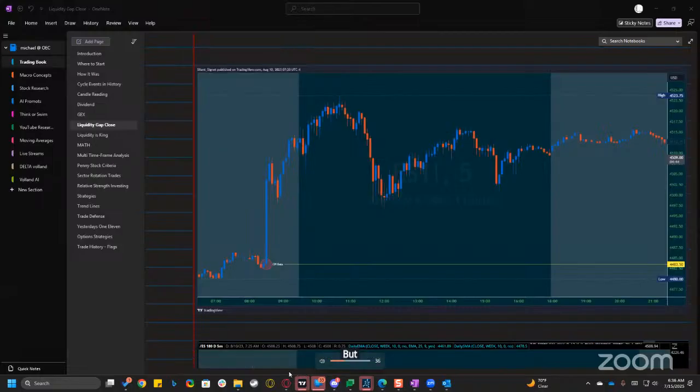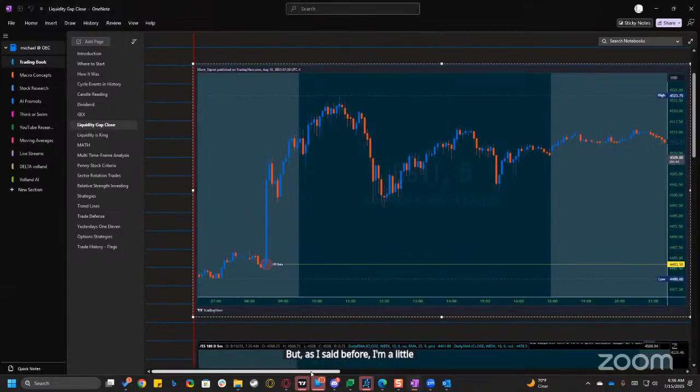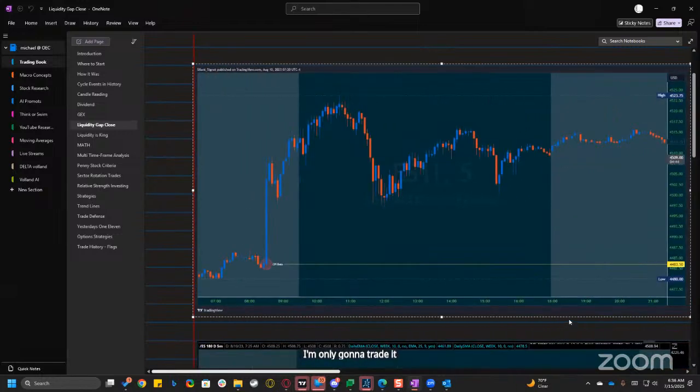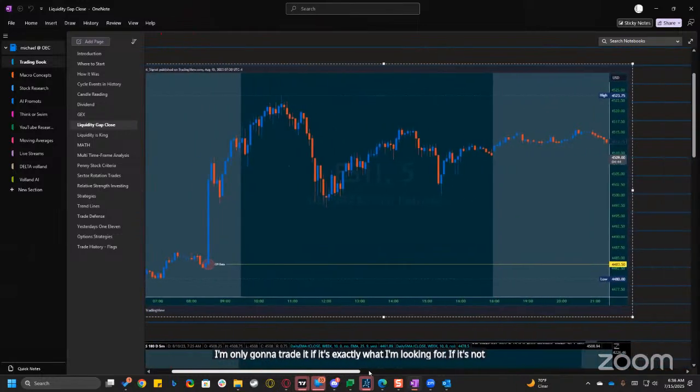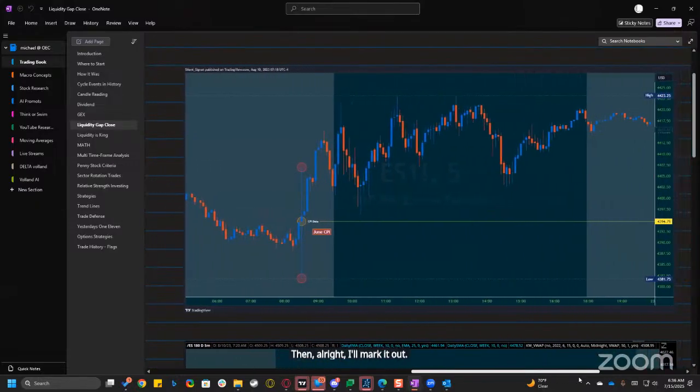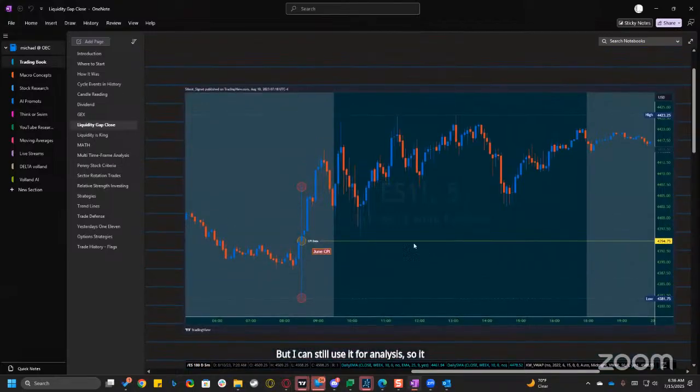But as I said before, I'm a little picky, right? I'm only going to trade it if it's exactly what I'm looking for. If it's not, then all right, I'll mark it out and use it for analysis, and I won't trade it. But I can still use it for analysis, so it's still worth something.